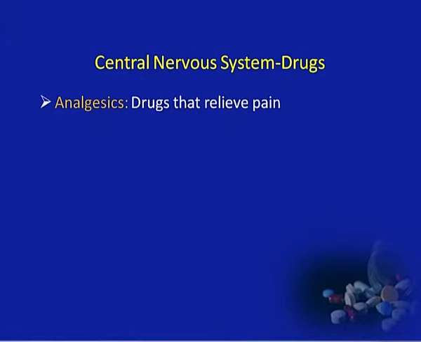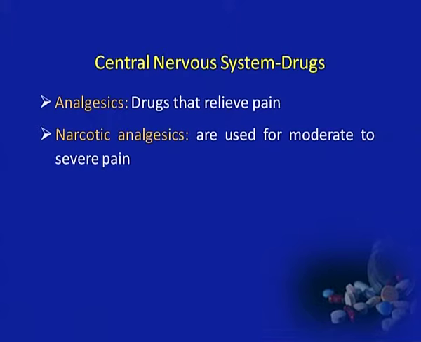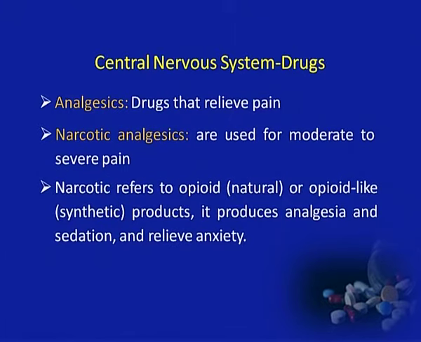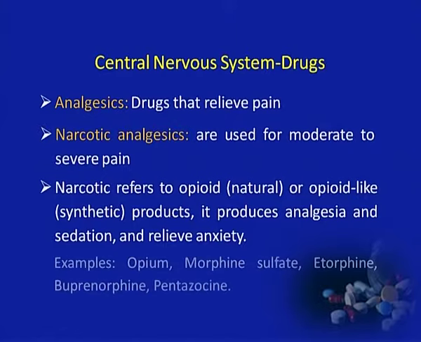Analgesics. These drugs relieve pain. Narcotic analgesics are used for moderate to severe pain. Narcotic refers to opioid or opioid-like products. It produces analgesia and sedation and relieves anxiety. The examples of narcotics are opium, morphine sulfate, atropine, buprenorphine, pentazocine.